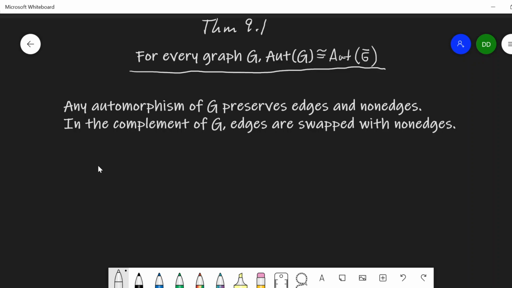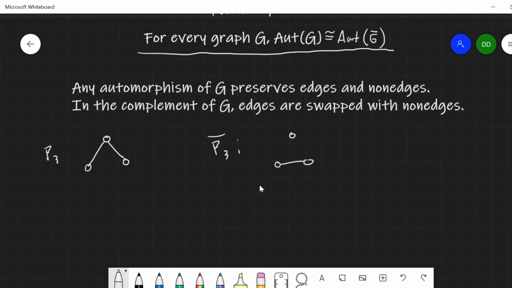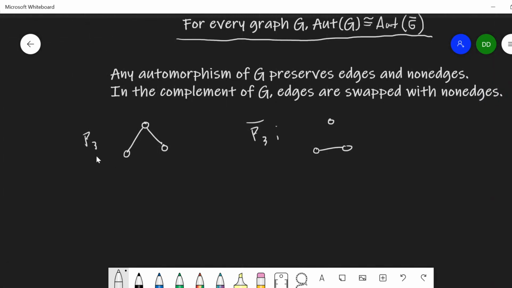So maybe just to illustrate this, how about P3? We'll look at P3 and its complement, which would be an isolated vertex together with a K2. So think about the automorphism group of P3. So we have the identity. We can swap. So let's say U, V, and W.